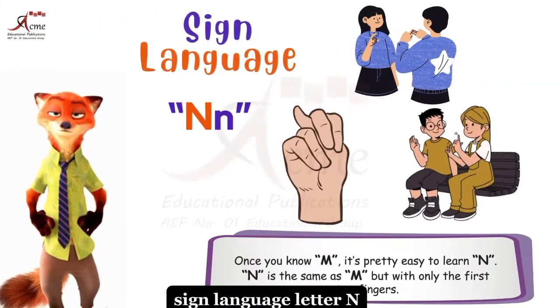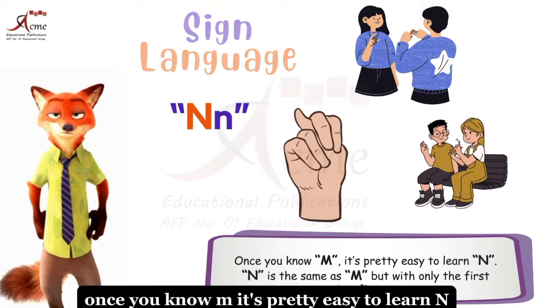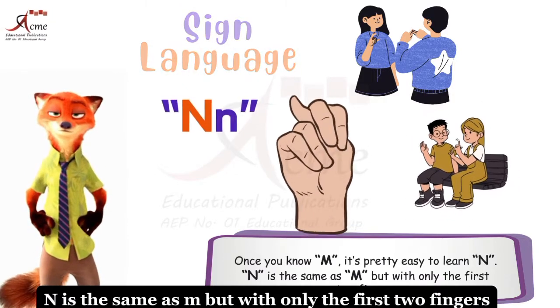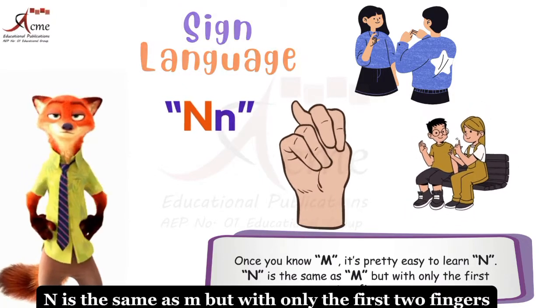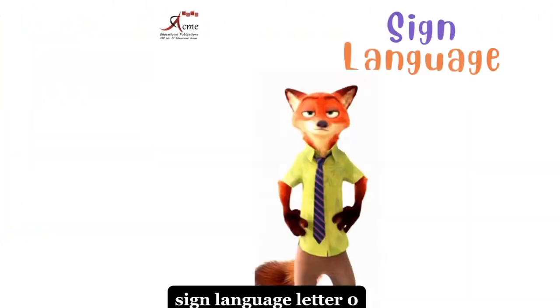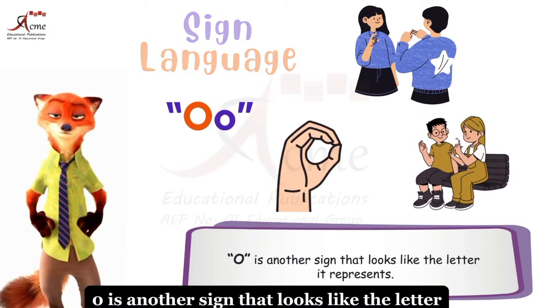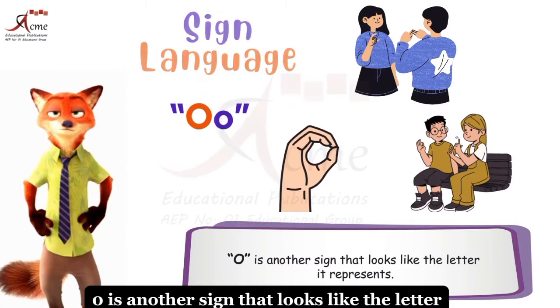Sign language letter N. Once you know M, it's pretty easy to learn N. N is the same as M, but with only the first 2 fingers. Sign language letter O. O is another sign that looks like the letter it represents.